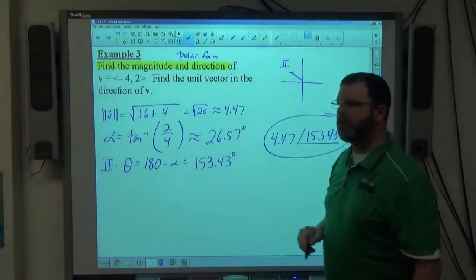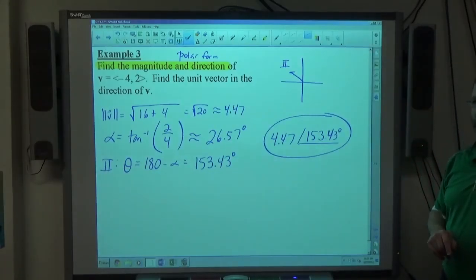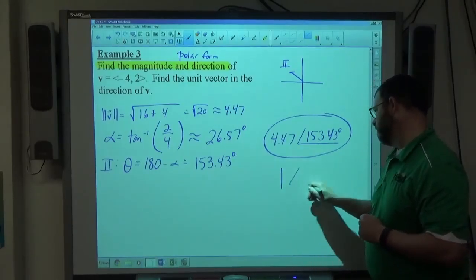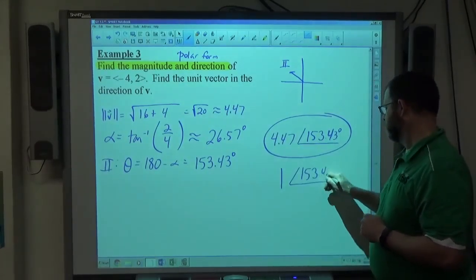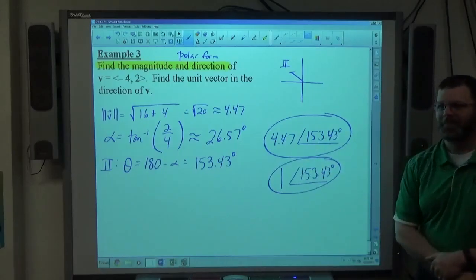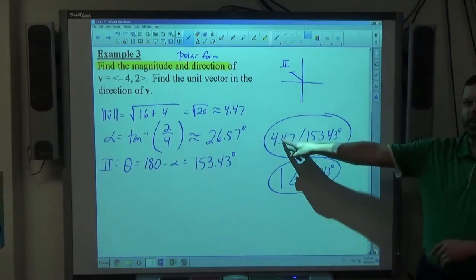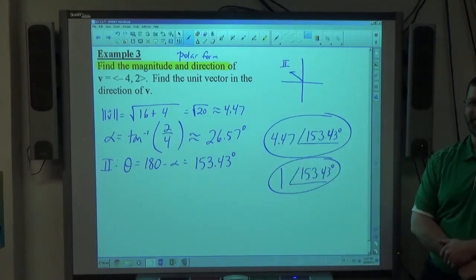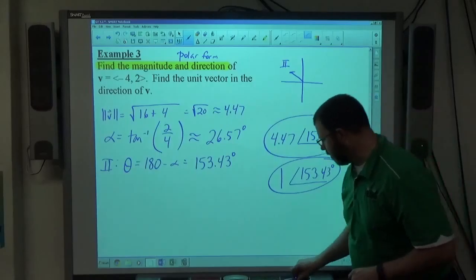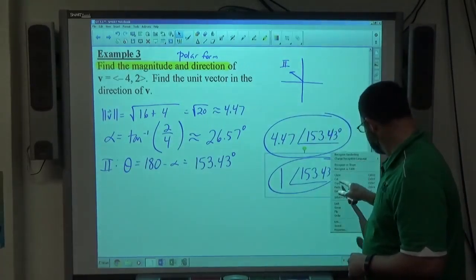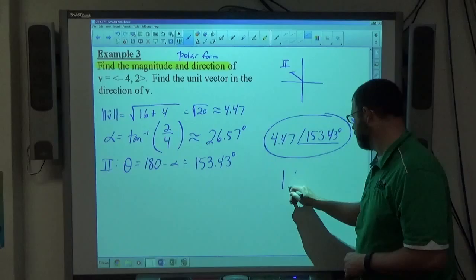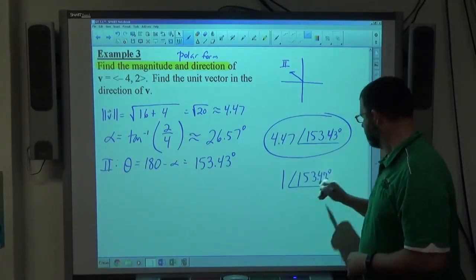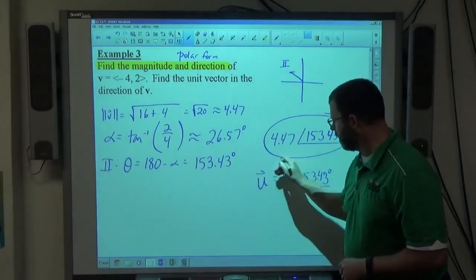A unit vector is a vector that's 1 unit long. So if I'm in polar world, here's how I make a unit vector. The number out here is the length of the vector, right? So I want a vector that's 1 unit long, I make the length 1, and I just made a unit vector. And usually we call unit vectors u.